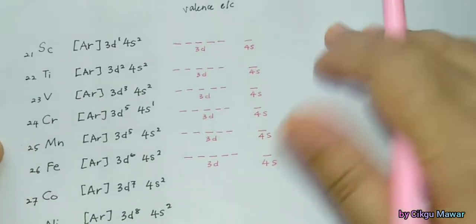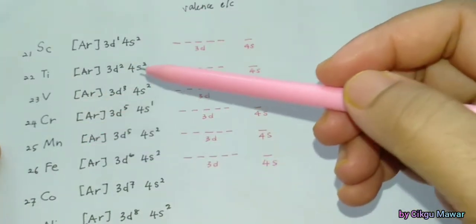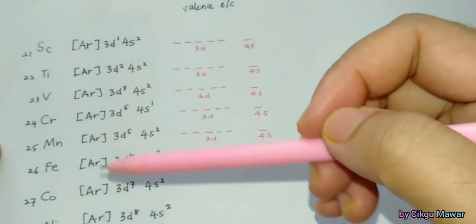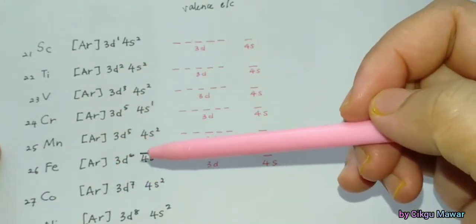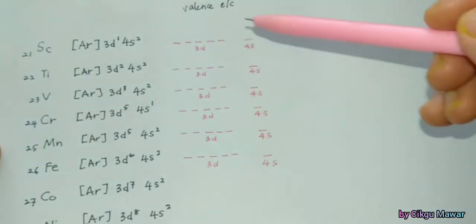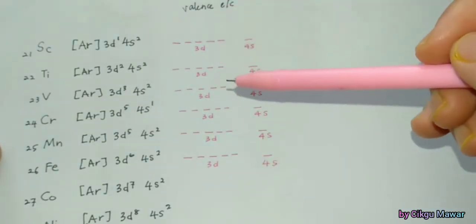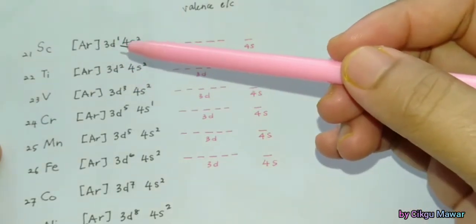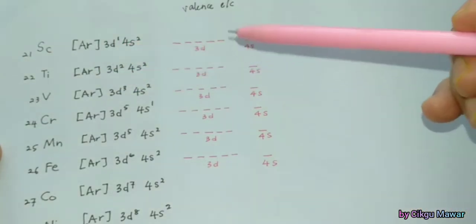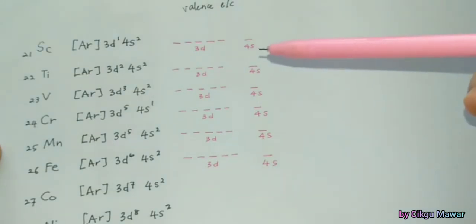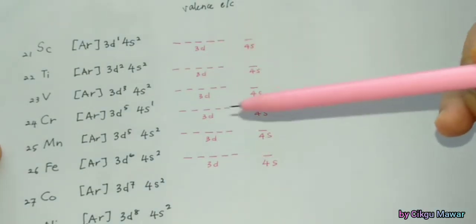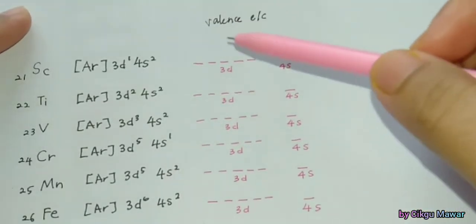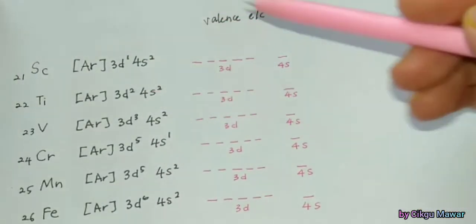Okay class, so here is the electronic configuration of transition element, which is the shortened electronic configuration. While this is the valence electronic configuration of transition element, which is a D block. So this is the valence electron configuration, but I wrote it in an orbital diagram. How to write the orbital diagram of transition element?